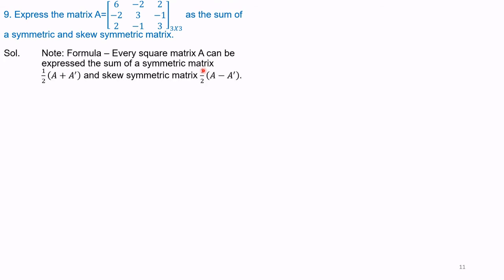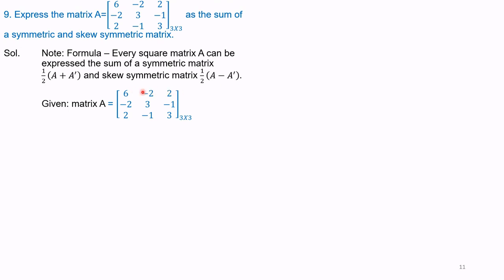Express matrix A, [6 minus 2, 2; minus 2, 3, minus 1; 2, minus 1, 3], as the sum of a symmetric and skew matrix. So let us note, previously also we have seen this, but we had not written this formula. Every square matrix A can be expressed as the sum of a symmetric matrix, half of A plus A dash, and a skew symmetric matrix, half of A minus A dash. So we have to express it.